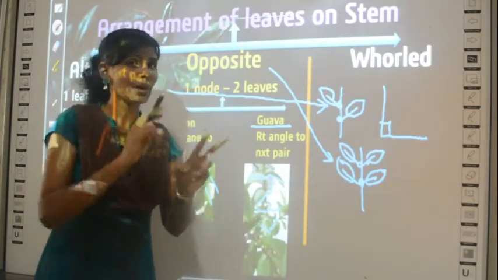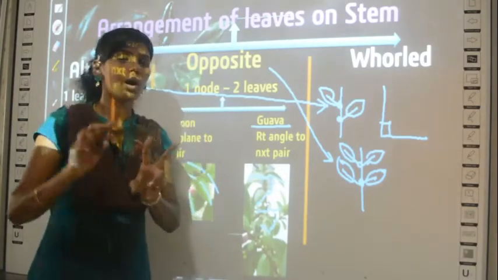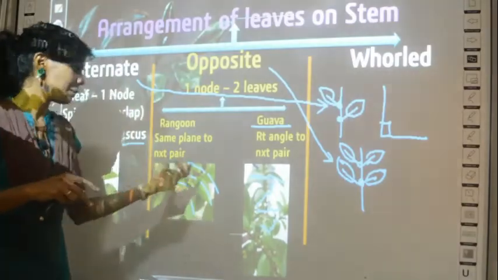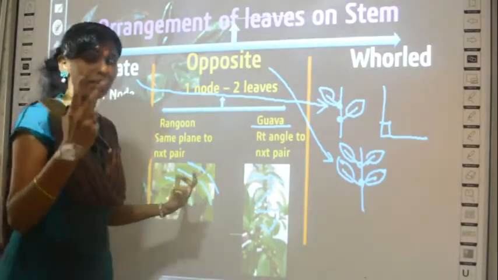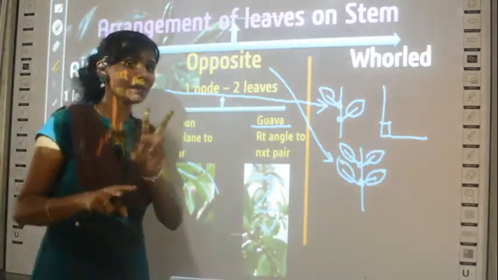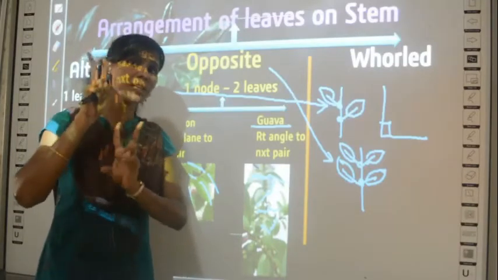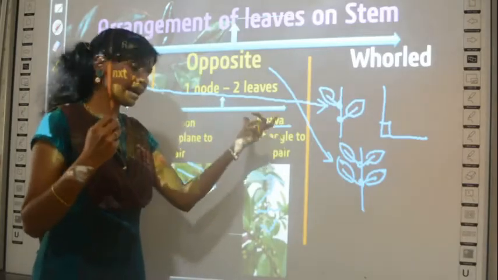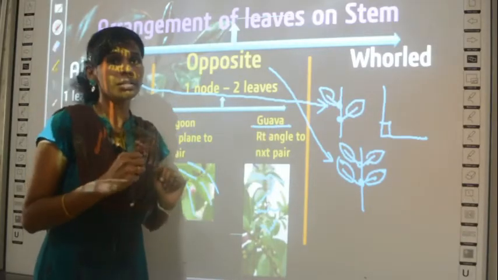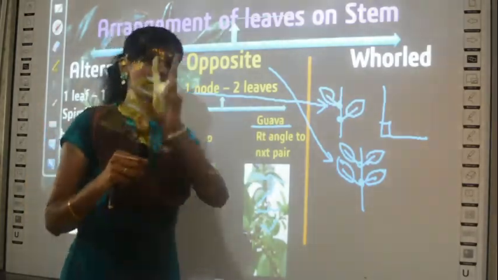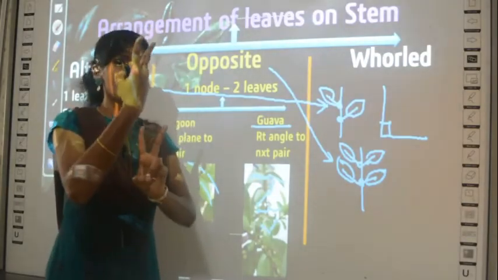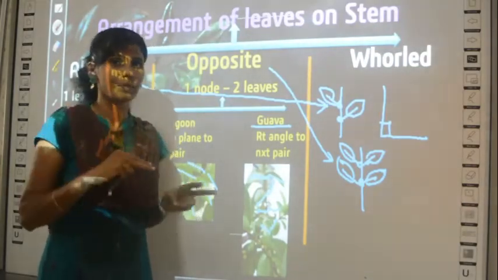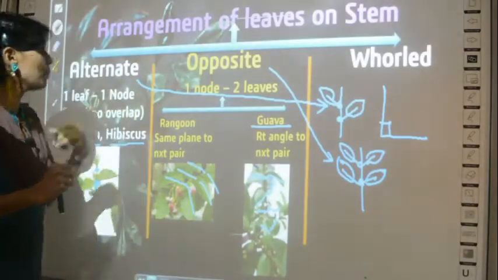So you know opposite arrangement itself means that one node will have two leaves. In this itself you have two types. Sometimes all the pairs are in the same plane, there will be two leaves, like this it will be arranged, or sometimes as in the case of guava plant, it is at right angles to each other. If one pair is like this, the other pair is like this, at right angles. Okay, so this is about opposite arrangement.